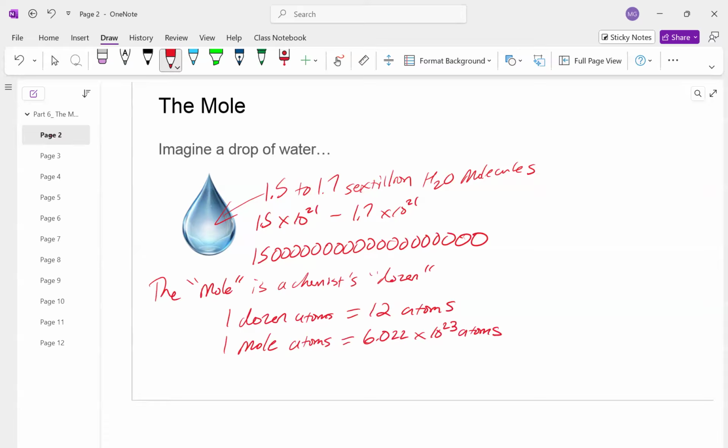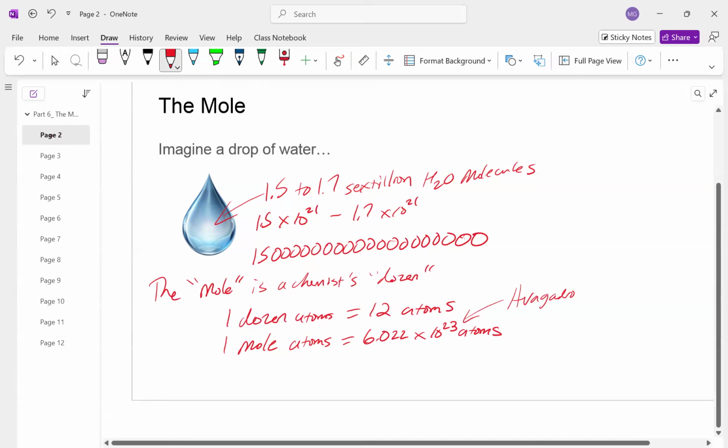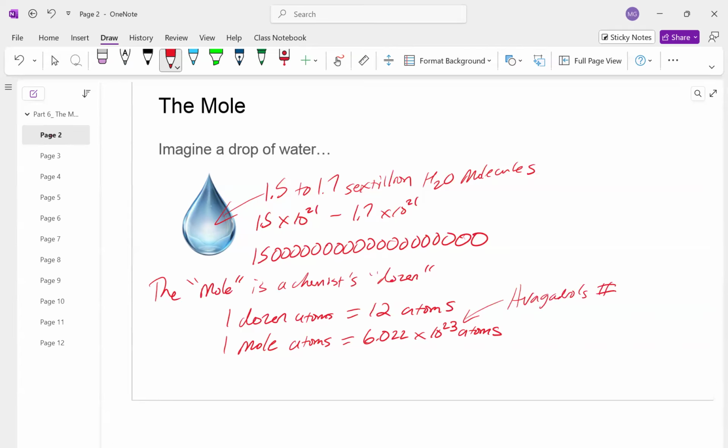Now, just to take a little side trail here, this number right here is known as Avogadro's number. And you do need to memorize this. You should know what a mole of something is, 6.022 times 10 to the 23rd. Now, one thing I do want to highlight is that there are more decimal places, so this is a rounded off number. So remember that for your sig figs, this version of the number only has 4 sig figs.